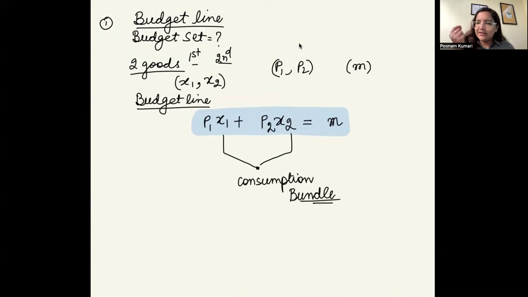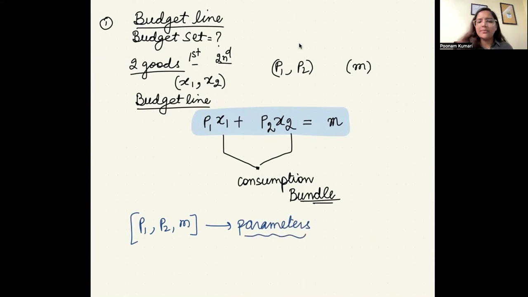Now for a given value of P1, P2 and M, I will have different consumption bundles that I will be able to consume, right? And as soon as I change any value of P1, P2 and M, the consumption bundles that I will be able to consume will change, right? So here P1, P2 and M are called parameters.